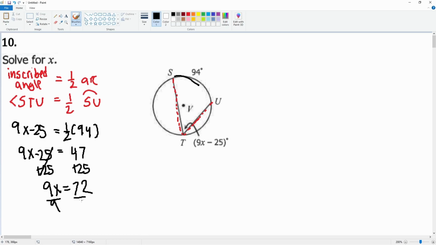Divide by 9, divide by 9. 72 divided by 9, you get x is equal to 8. So there you go. That is how you do it. You have to understand the inscribed angle is equal to 1/2 the arc.